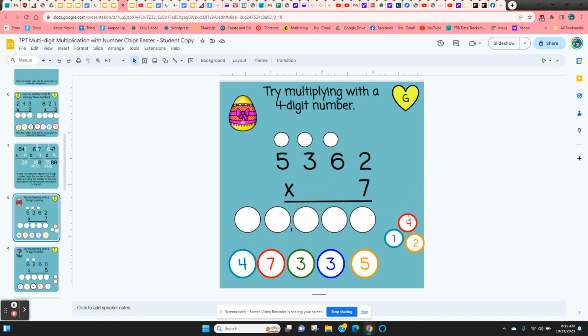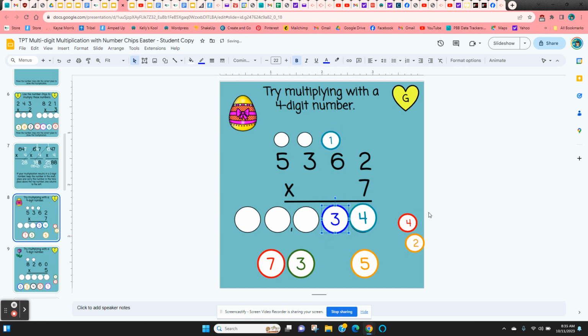So on the next slide, the numbers that the students carry are going to be the smaller ones. And so here they have a 4-digit by a 1-digit, 2 times 7, 14. So they're going to keep the 4, they're going to carry the 1. 7 times 6 is 42, plus 1 is 43. We're going to keep the 3, carry the 4. 7 times 3 is 21, plus 4 is 25. Keep the 5, carry the 2. And then 7 times 5 is 35, plus 2 is 37.